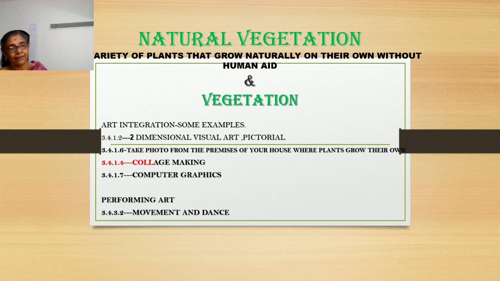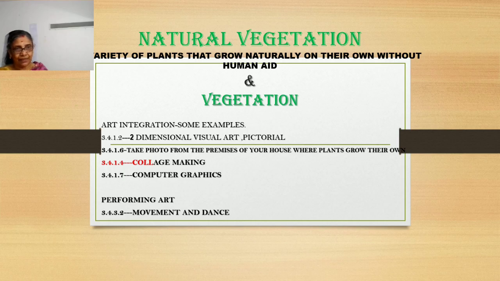Suppose it is natural plants, natural vegetation you want, where it grows by itself. Suppose on the river banks, on the hilly areas, forest, on the roadside, I am telling about the rural area. In cities, most often plants may be planted by the authority, but on the other side you can see how the natural plants grow. You can take photographs of that and do collage making. Different photos you take, different paintings you make, a collage making.